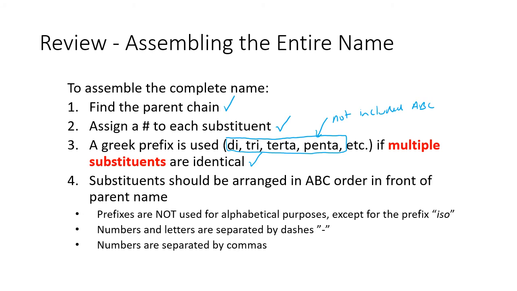So just like we said, prefixes are not used. So things like tert-butyl, the B was our ABC order. Sec-butyl, the B was our ABC order. Iso, that's not hyphenated, so that goes by I. We saw that numbers and letters are always separated by a dash, and numbers, such as when you're combining substituents, are separated by commas. So those are just some of the basics to keep in mind when you're doing your practice problems.